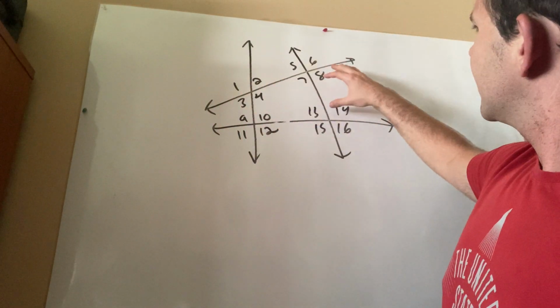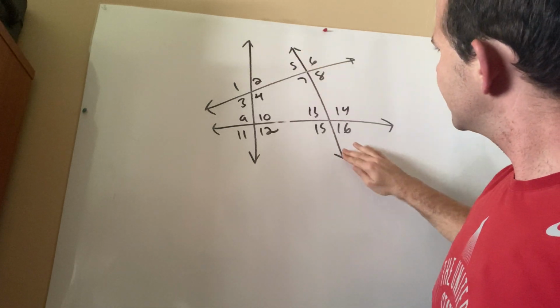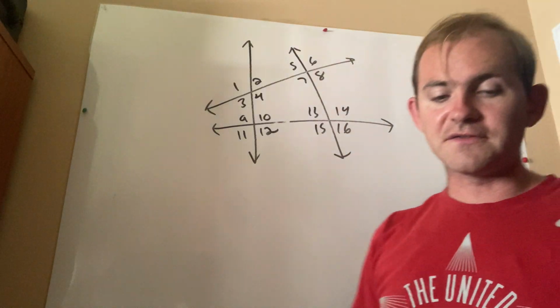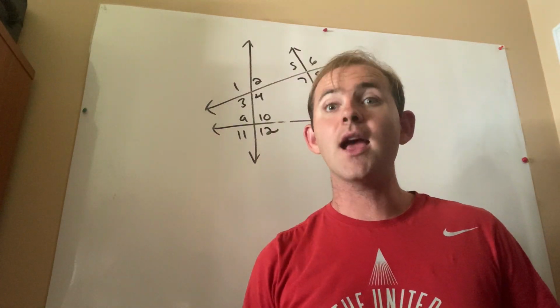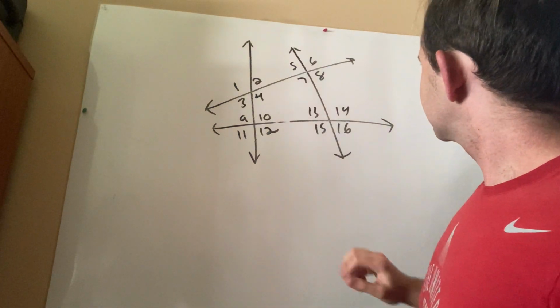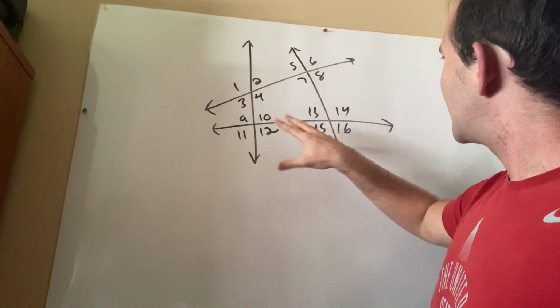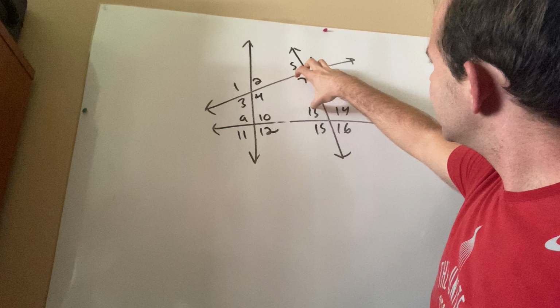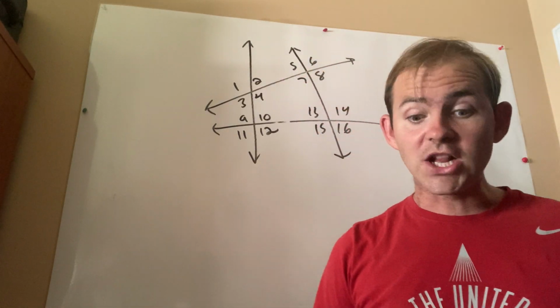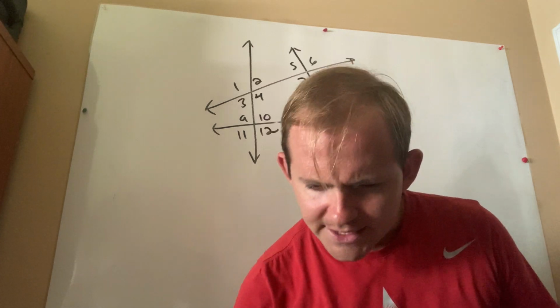Well, 5 and 13, okay, so we're talking about this transversal here. They're both on the left side and they're both above. So 5 and 13 would be considered to be corresponding. 7 and 14, okay, let's go. 7 and 14, so opposite sides, but they're in between the lines. So those would be alternate interior.